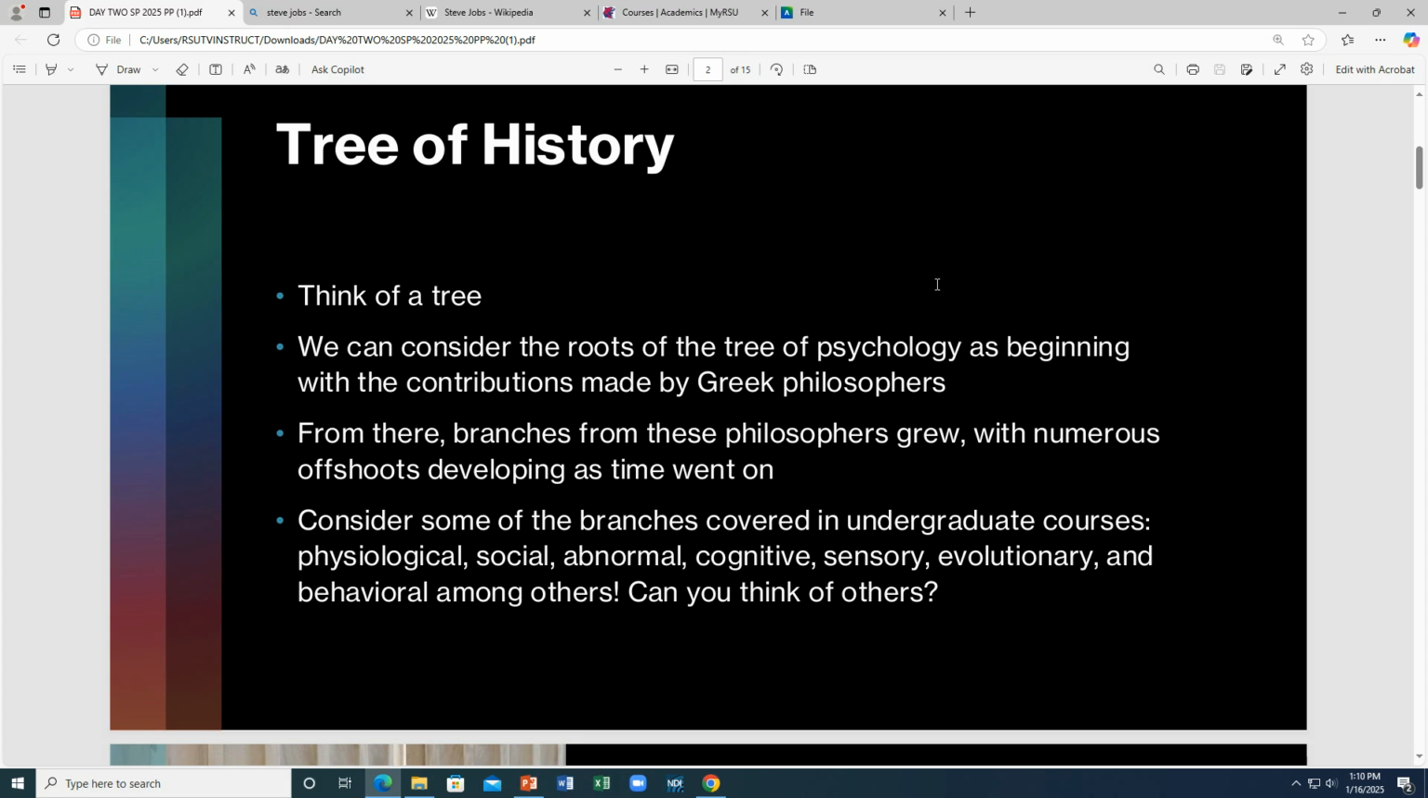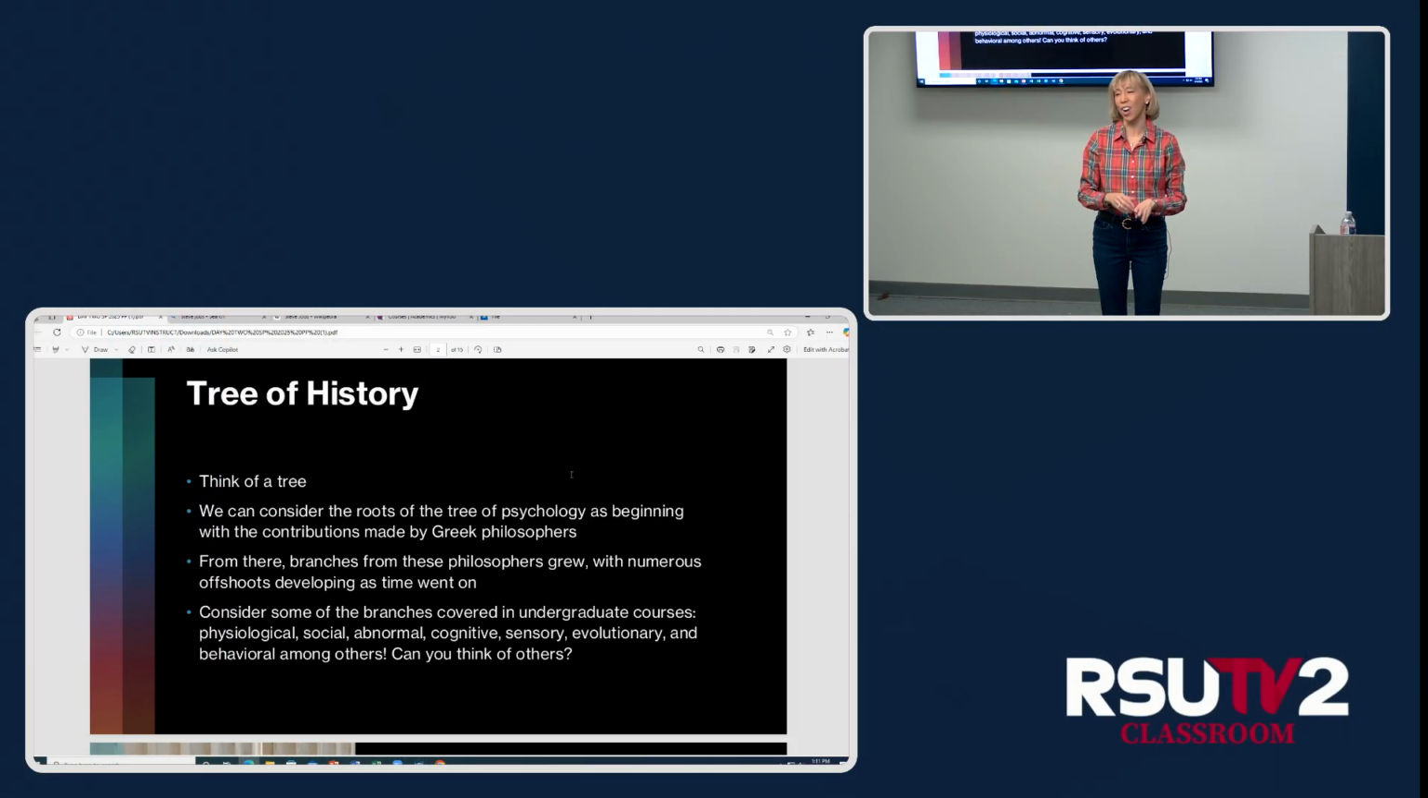We can consider the roots of the tree of psychology as beginning with the contributions made by Greek philosophers. And I say that about psychology, but almost any discipline you can think of, there are going to be some really firm roots in philosophy, whatever you do. So we could think about having many trees, and this is our psychology tree.